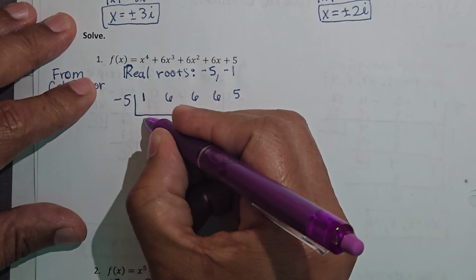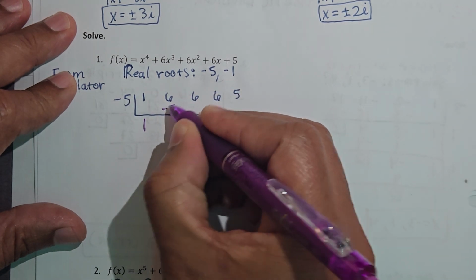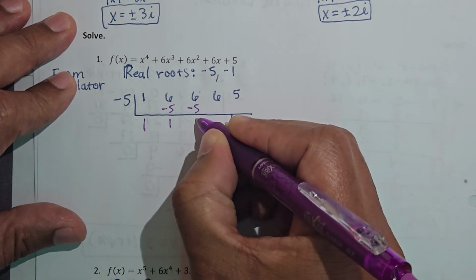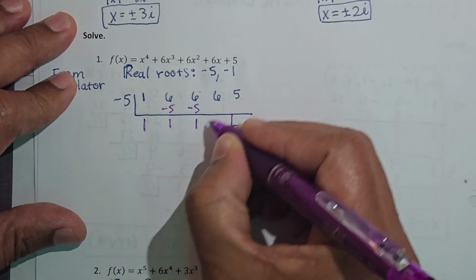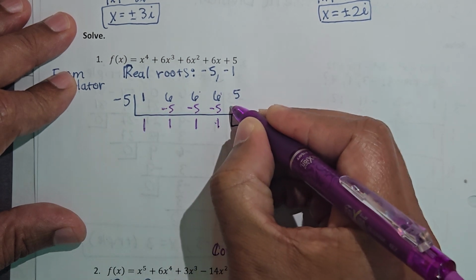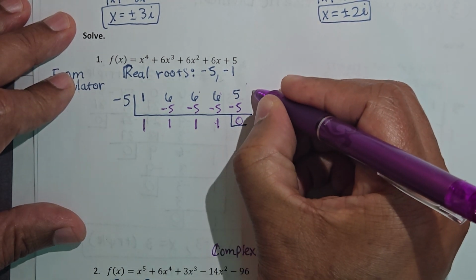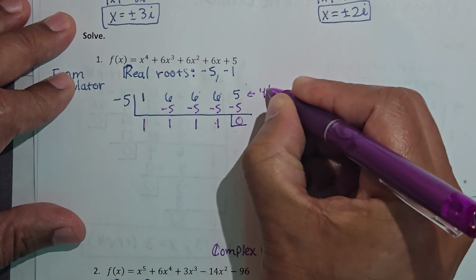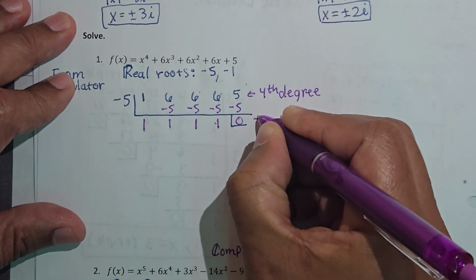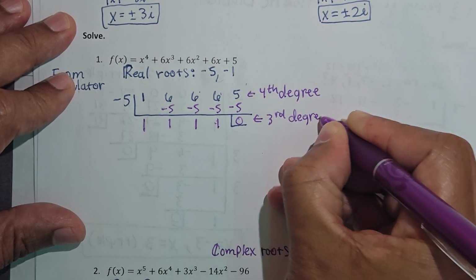So then I'm going to drop the 1 and start multiplying with synthetic division. Negative 5 times 1, that's negative 5. 6 minus 5 is 1. Negative 5 times 1, negative 5. 6 minus 5, 1. Negative 5 times 1 again, that's negative 5. 6 minus 5, that's 1. And negative 5 times 1, that's negative 5. So then this becomes 0. So this one here is the 4th degree, which means the next one here is the 3rd degree. So now we're down to a 3rd degree polynomial.